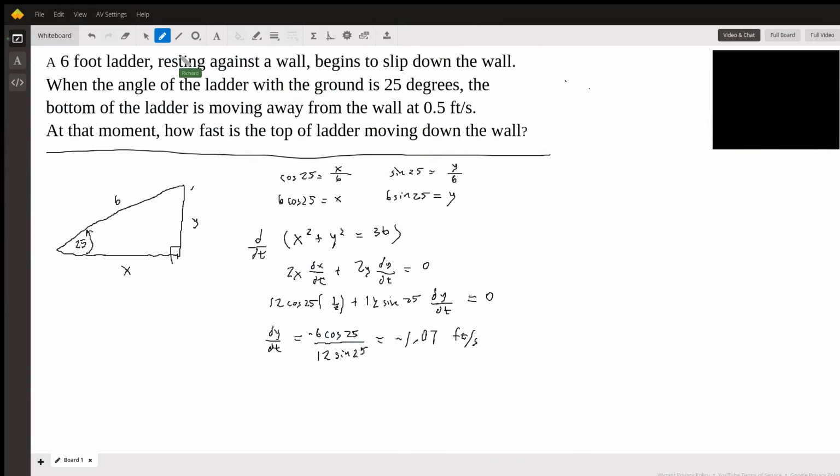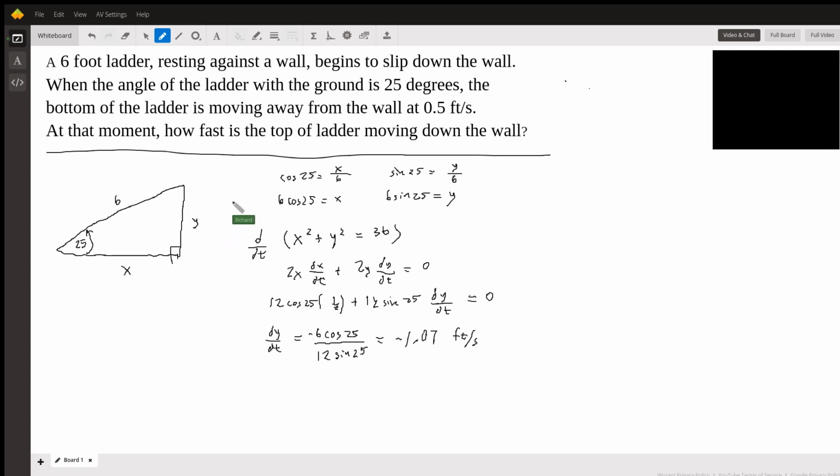This is a pretty classic question from an area of calculus called implicit differentiation. So we're going to use implicit differentiation to solve this. We have a 6-foot ladder leaning against the wall, and the ladder is falling. Notice that as the ladder falls, y will become smaller and x will become larger. X is the distance between the bottom of the ladder and the wall, as you can see in the diagram.